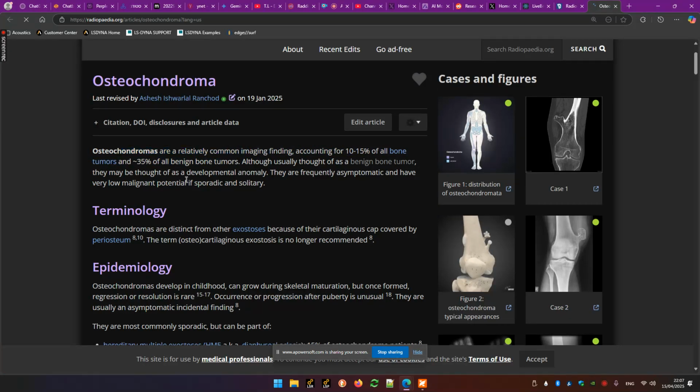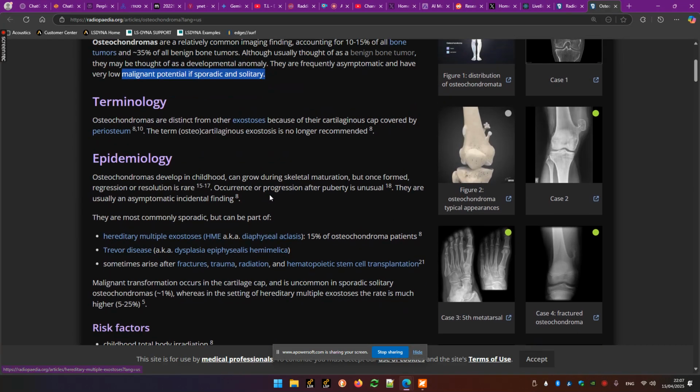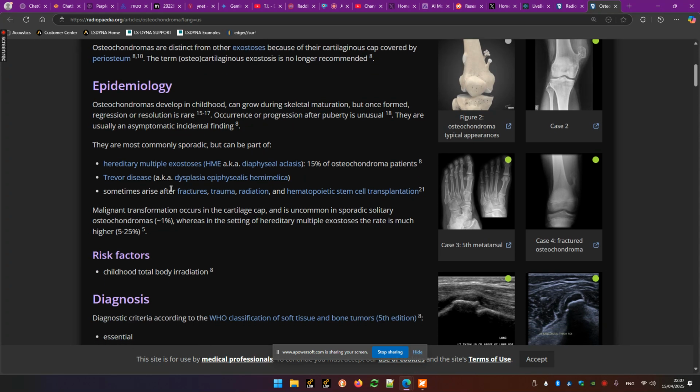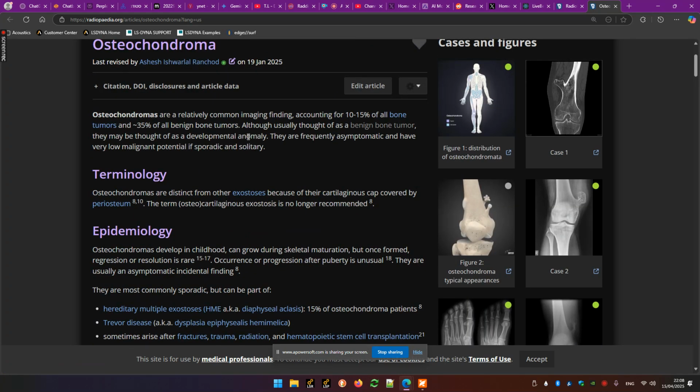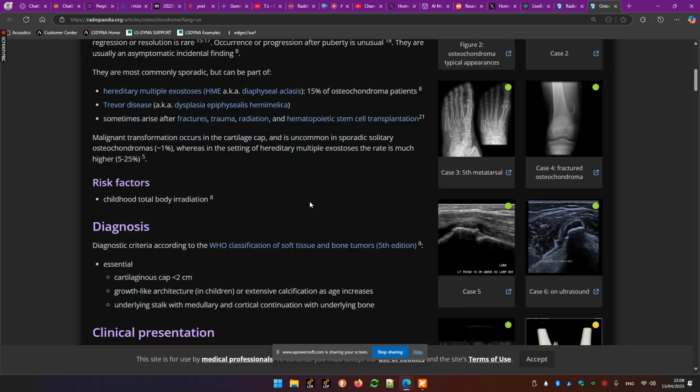Relatively common, occurring among all benign bone tumors. They may be thought of as a developmental anomaly. They are frequently asymptomatic and have very low malignant potential if sporadic and solitary. Osteochondromas develop in childhood and can grow during skeletal maturation, but once formed, regression or resolution is rare, so it won't go away. Risk factor: childhood total body irradiation.